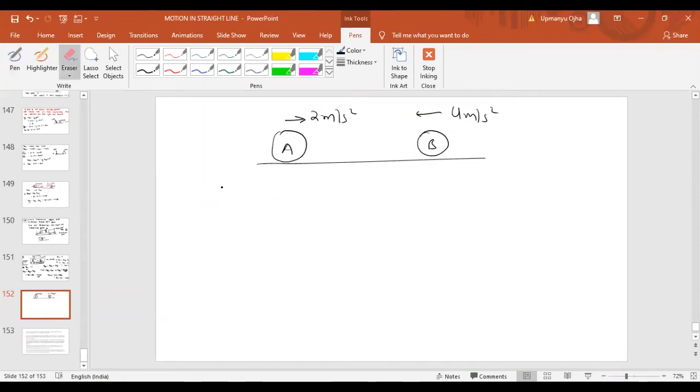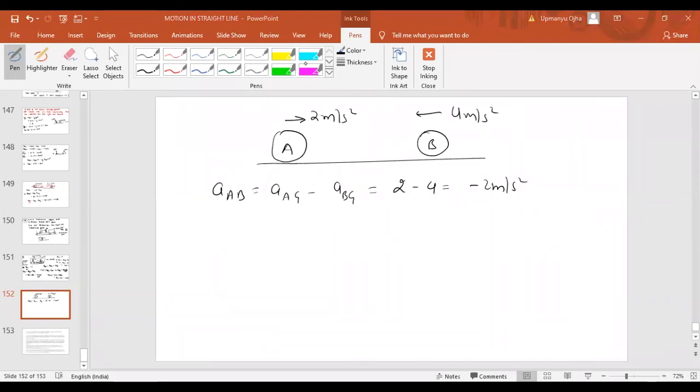Sorry, not velocity. Acceleration of A with respect to B. So that would be equal to how much? Acceleration of A with respect to ground minus acceleration of B with respect to ground. That is 2 minus 4, which means minus 2 meter per second square.